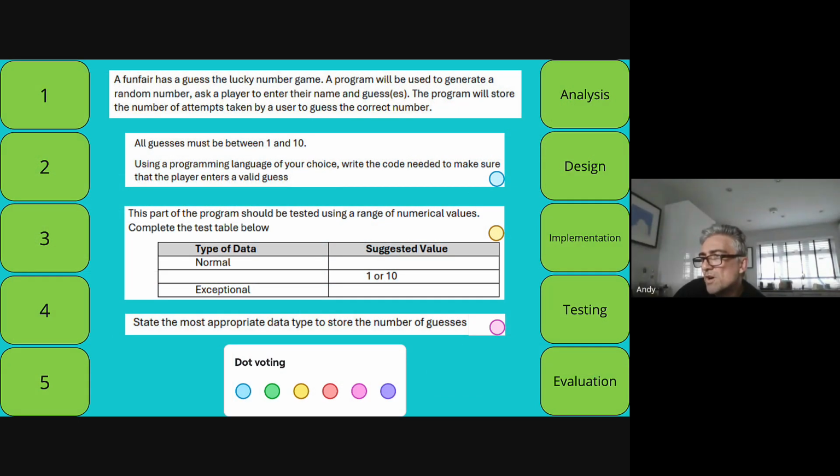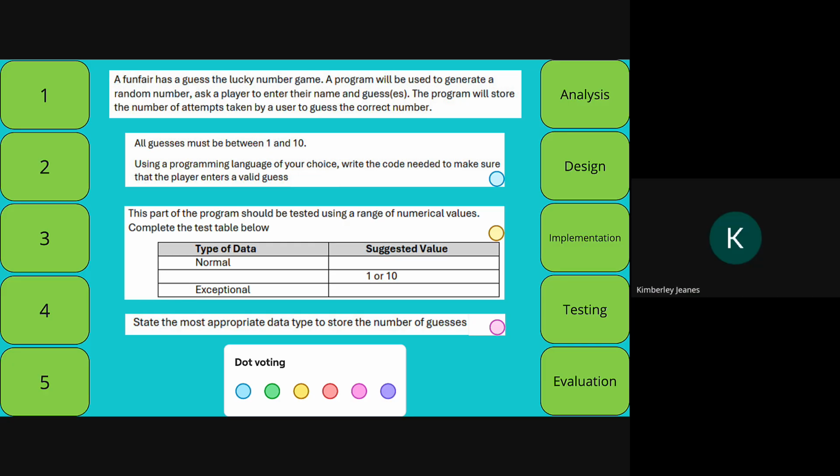We've got a question stem and 3 sub-questions. Each one has been coded with a colour. Using the dot voting options at the bottom, grab the corresponding colour for each question and vote on which skill you think it's relating to and how many marks you think it's worth. We've got blue, yellow and pink for the 3 questions. Just to be clear, if you think the first question with the blue dot is a design question and it's worth 4 marks, then take a blue dot from the voting at the bottom and move it to the box that says design, and then one to the box that says 4.